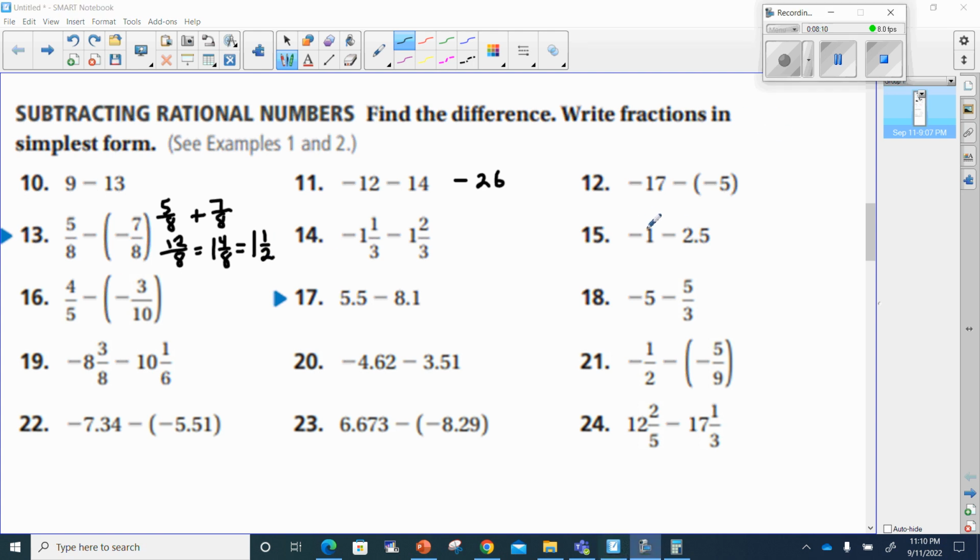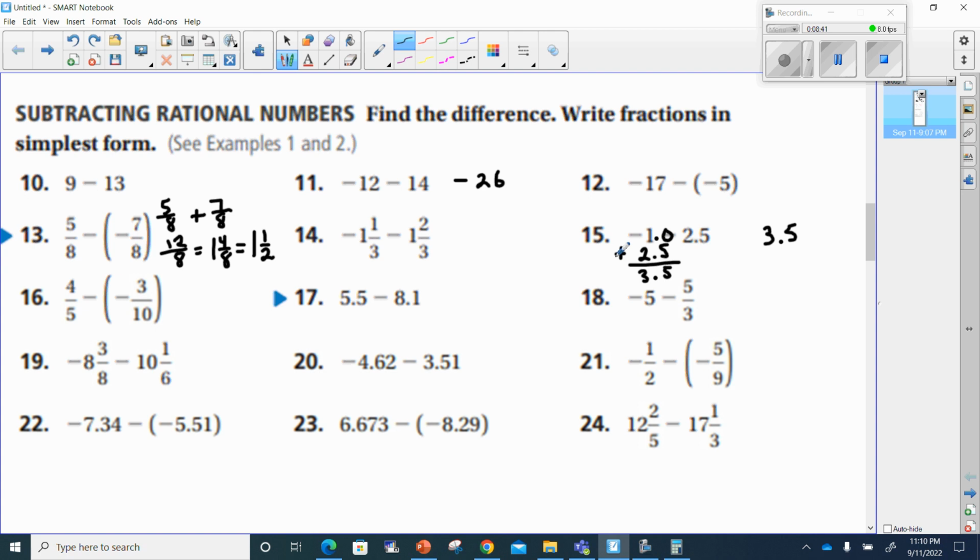Next, I got number 15. This is a negative 1 minus 2.5. Remember, when my signs are the same, I find the sum. When I add these together, I get 3.5. Remember, we have to line up our decimals, right? So it's going to be like adding 1.0 and 2.5, which means there should be a 0 over here, right? And that'll be a 5 coming down, then a 3.